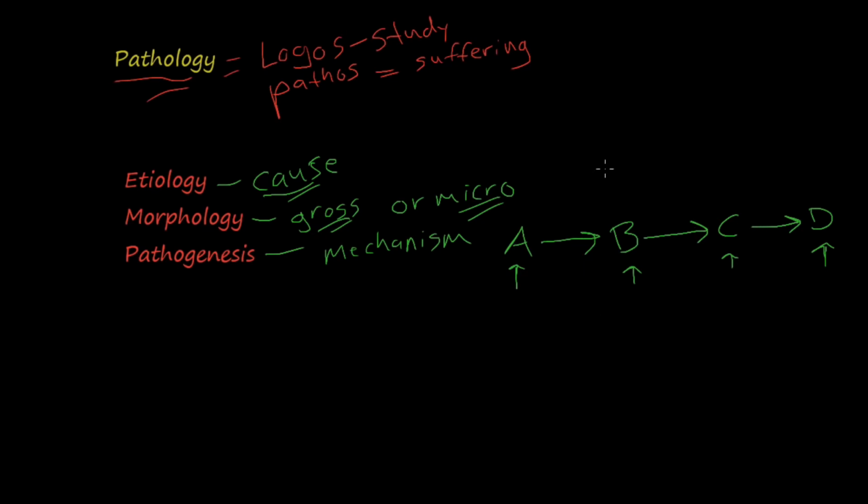And the goal of medicine is to figure this out and then put a treatment between A and B, or B and C, or C and D, to hinder or stop the progression, or actually, sometimes to even reverse. So if we had to reverse the disease, that would be the best case scenario.